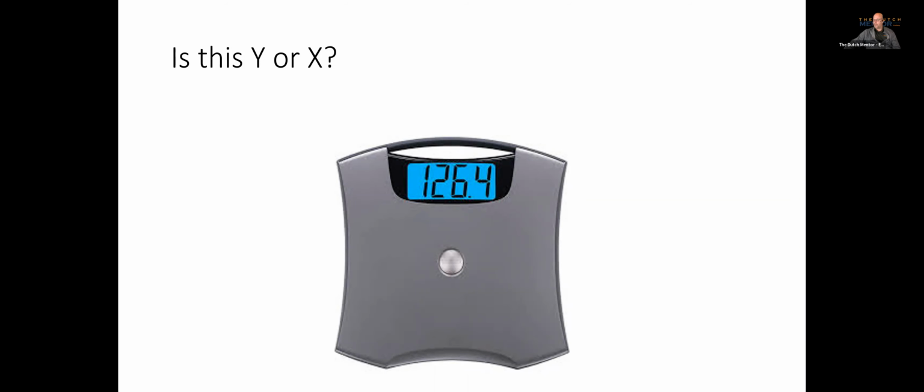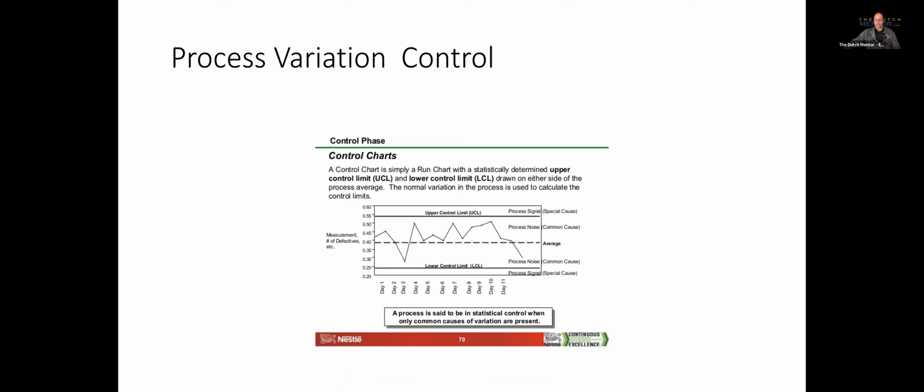So it's a good way to remember for yourself what a Y and what an X is. The process variation control here is about measuring the outcome over an extended period of time by setting upper and lower control limits. Now, again, I'm not going to ask for that in this particular project, but I want you to think about that.